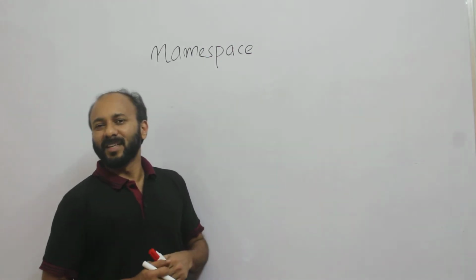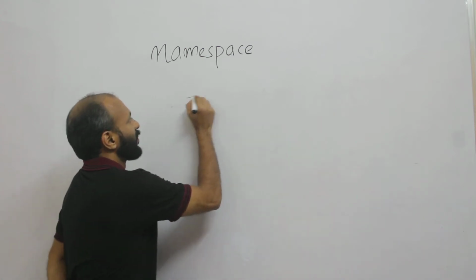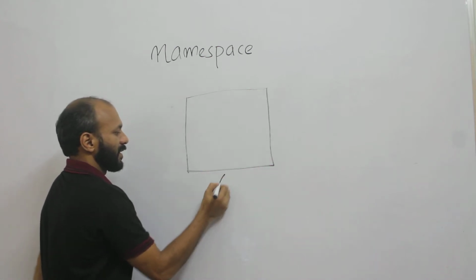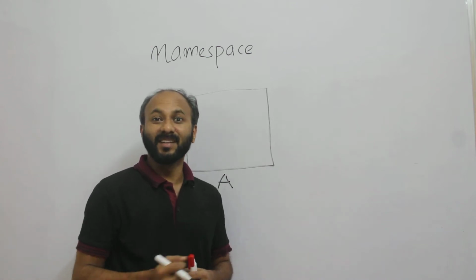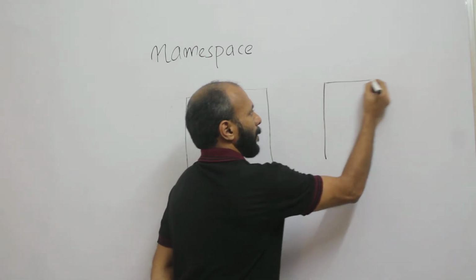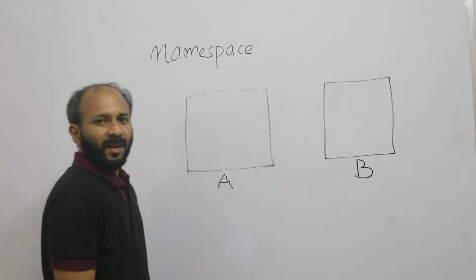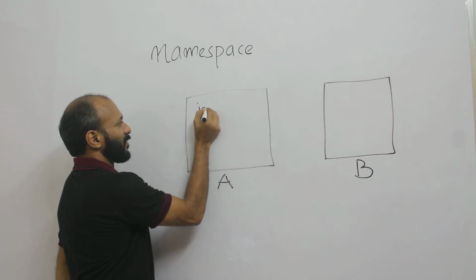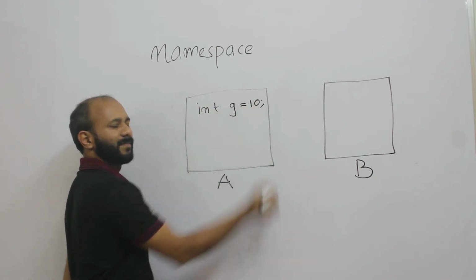Assume I am working with a project and I am implementing one module. The name of the module is A. And one of my colleagues is also working with a different module and the name of the module is B. Inside my module, I have a global variable. The name of the global variable is int g, which is equal to 10.